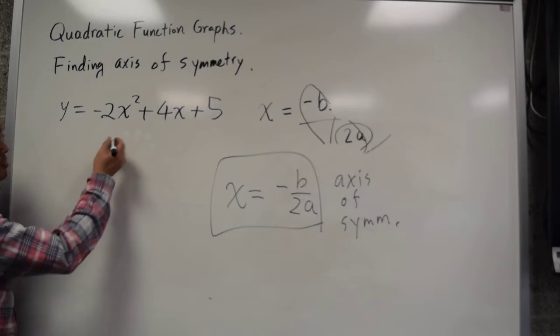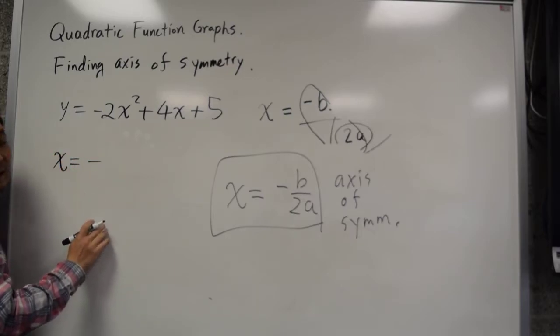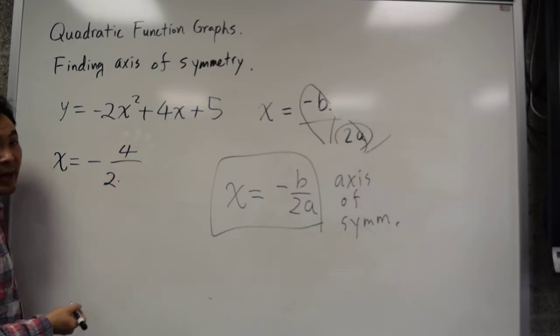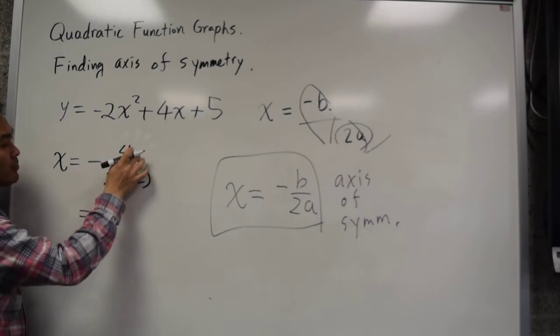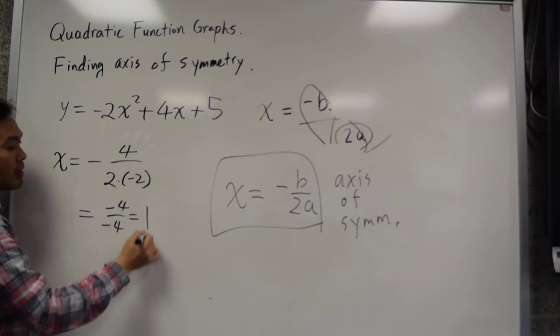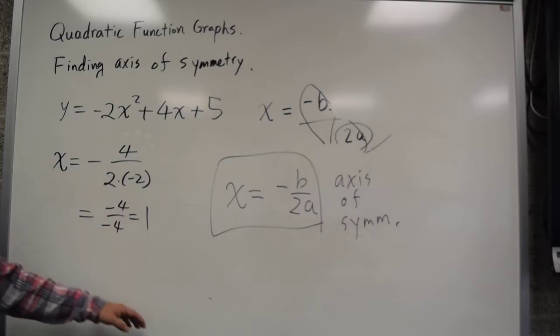Okay, so what is the axis of symmetry for our case? X equals negative, what's b? 4. 2 times what's a? Negative 2. So that is negative 4 divided by negative 4. What's that? Positive 1. X is equal to 1 is the axis of symmetry.